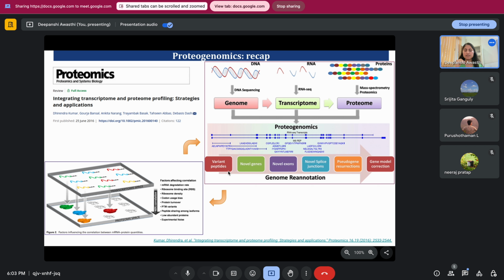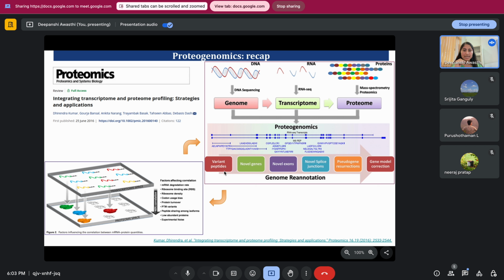Now with the help of proteogenomics you can analyze variant peptides, because in proteome you will be getting the peptides. Those peptides are smaller fragments of the protein, and there are certain peptides which are common among different proteins. So to identify which protein that peptide belongs to, we must have the information of the transcriptome, because from the transcriptome we will be able to know that it will form that particular protein.